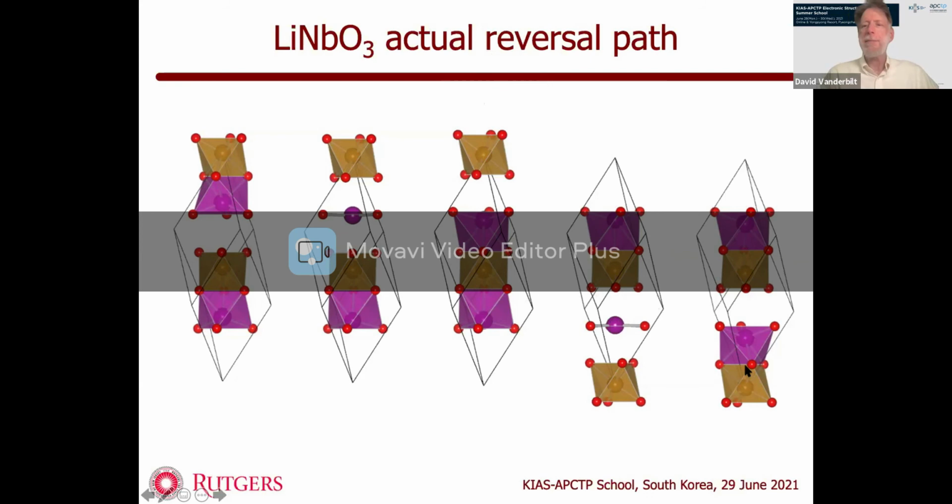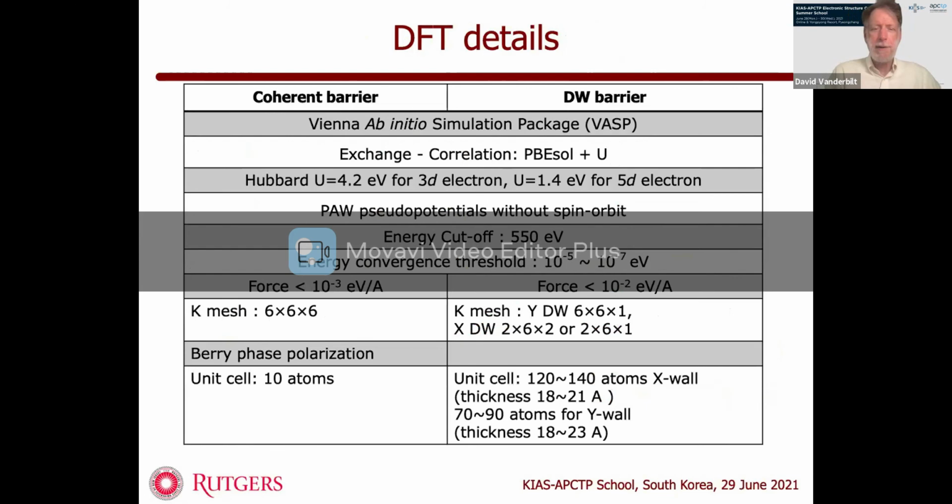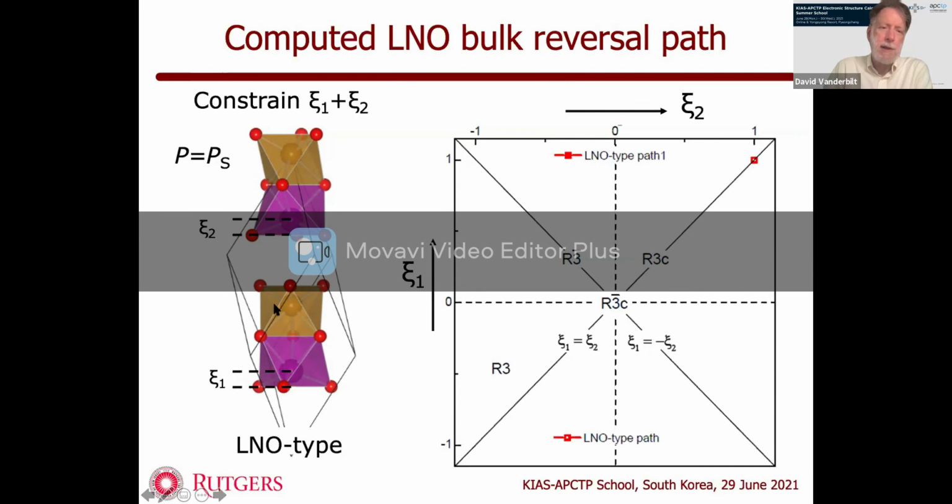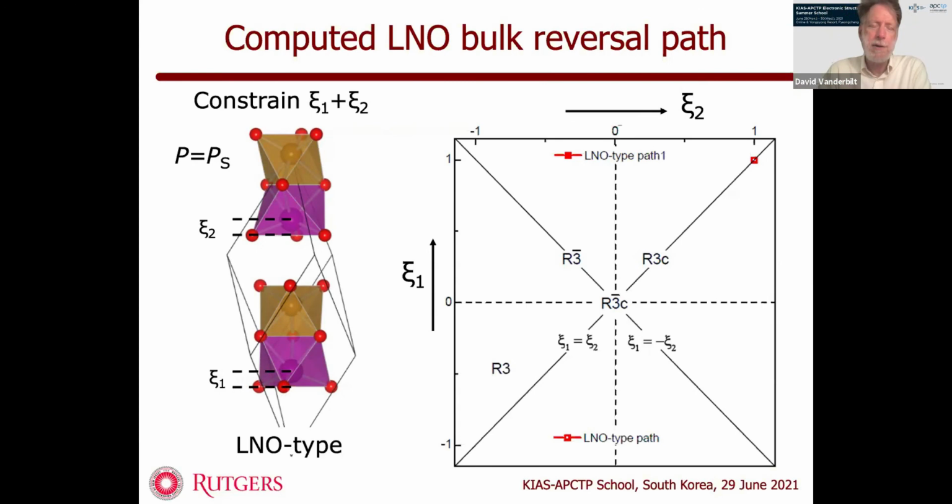So we actually mapped this out. These are the details of the density functional calculations. I think that's not interesting. Here's how we did the calculation. There were two constraints. One variable, C1, is the Z coordinate of the lithium relative to the average of the three oxygens. C2 is the other one for the two units in the unit cell. And what we did is we constrained the sum of these two things.